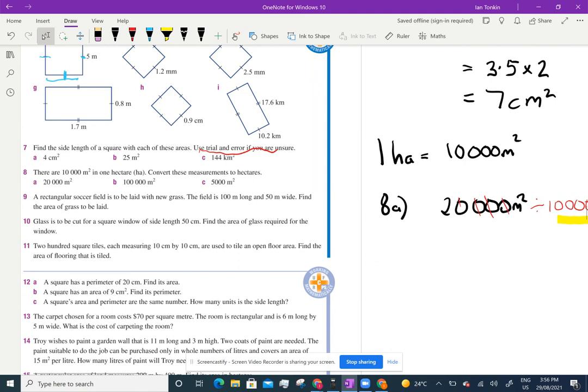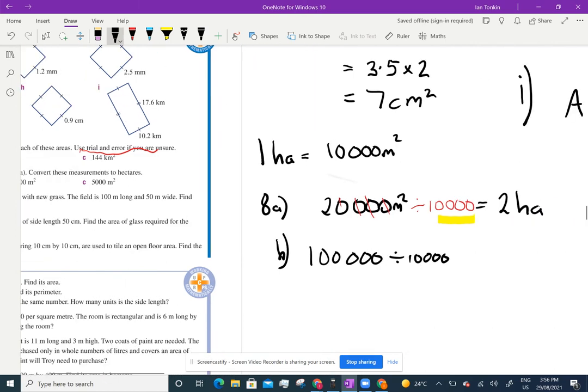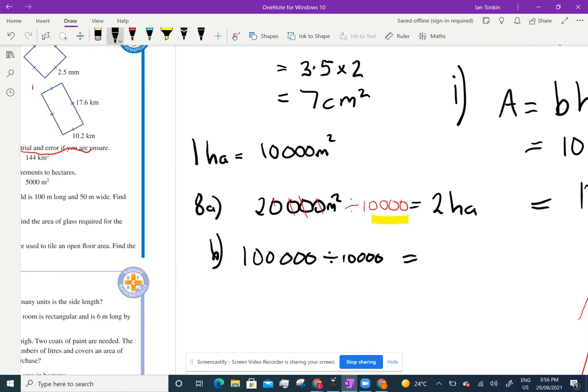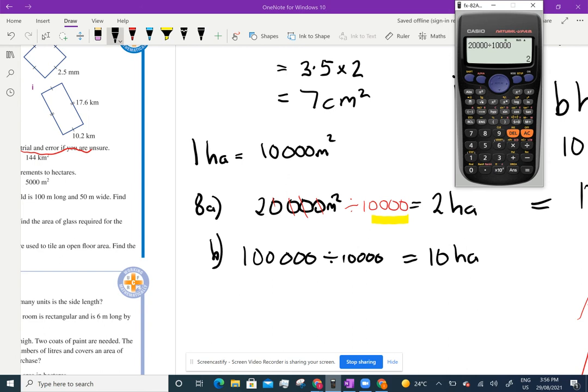You try the next one on your own and then come back. I'm going to do it. 100,000 divided by 10,000. And just cross off 4 zeros and I'll get 10 hectares. Double check. 100,000 divided by 10,000, 10 hectares.